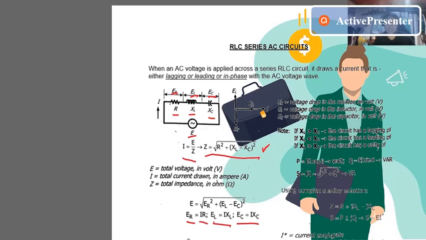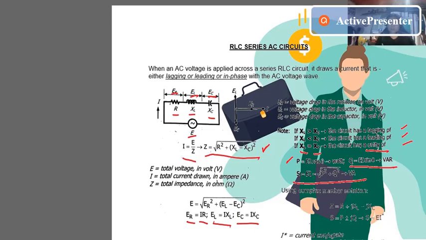In RLC series, take note of the power factor, which is very useful. If XL is greater than XC, the power factor is lagging. If XL and XC are equal, the power factor is unity. Take note: if XL equals XC, our power factor is unity. We know these formulas since they keep recurring, so you need to memorize this.